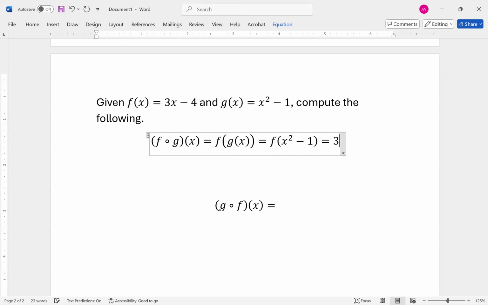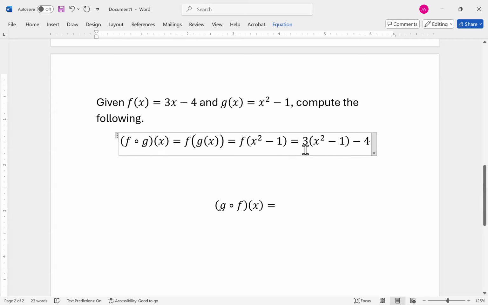So I take 3 times the quantity x squared minus 1 and then subtract 4. So my original f had 3x minus 4, and I've just replaced this x with x squared minus 1 because that is the output of g. So I took the input g of x. I know that is x squared minus 1. That becomes the new input for my function f. So I replace every x I see with an x squared minus 1.